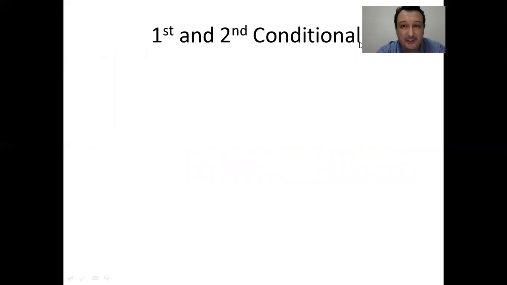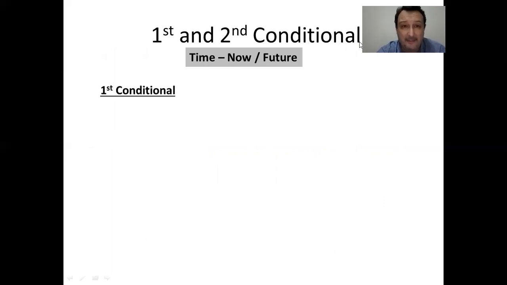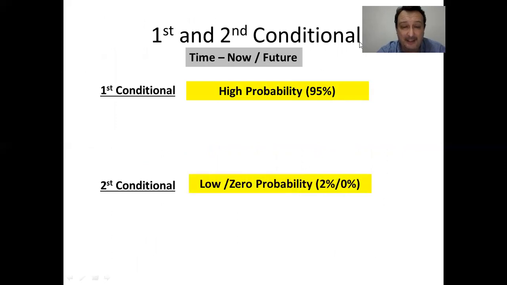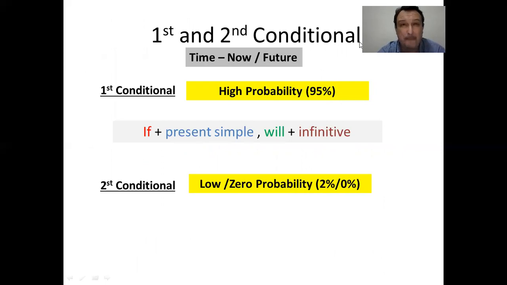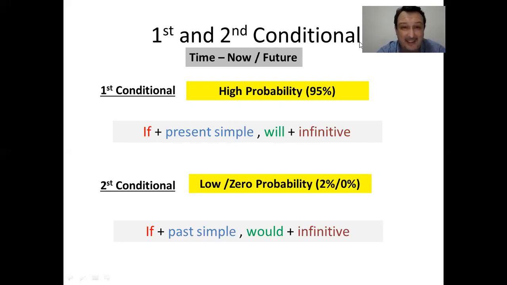Okay. All right, so just to recap or just to summarize, the first and second conditional, we're talking about now and the future, okay? The first conditional and the second conditional depends on the probability. In the first conditional, we have something with a high probability. The second conditional, the probability is low or 0, okay? The basic structure is as follows. If and the present simple, will and the infinitive. And in the second conditional, we use if, the past simple, would and the infinitive. Okay. All right, that's just a basic guide to the conditionals.